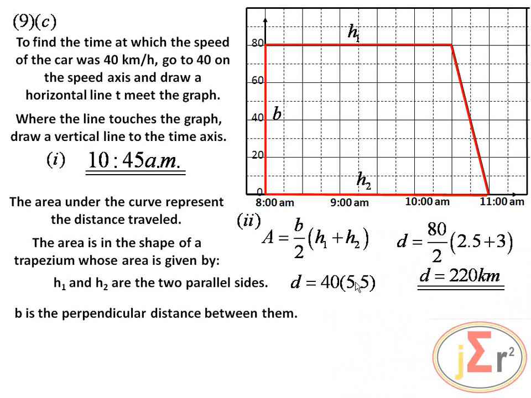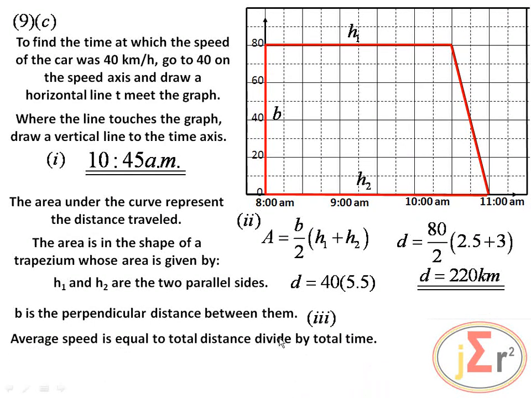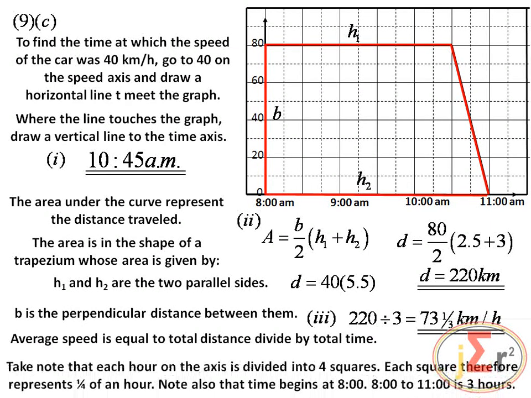And 5.5 times 40, that can be done mentally. 5 times 40 is 200. And a half of 40 is 20. 220, that's all there is to it. Average speed is equal to total distance divided by total time. The total distance we have just calculated, 220 kilometers. The total time is all of 3 hours. Divide that, we get 73 1/3 kilometers per hour.